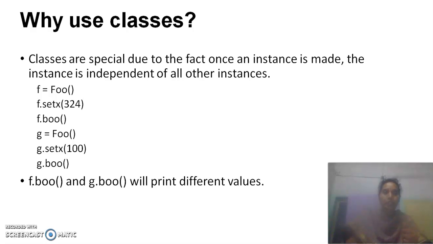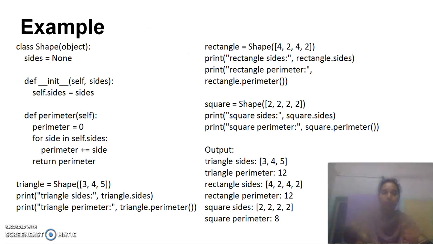Both instances don't share common memory, they use different memory, so they can keep two different values for the same variable, the same attribute of the class. So f of b and g of b will bring different values. This is the complete example for illustrating the concept of class, attribute and method of the class.